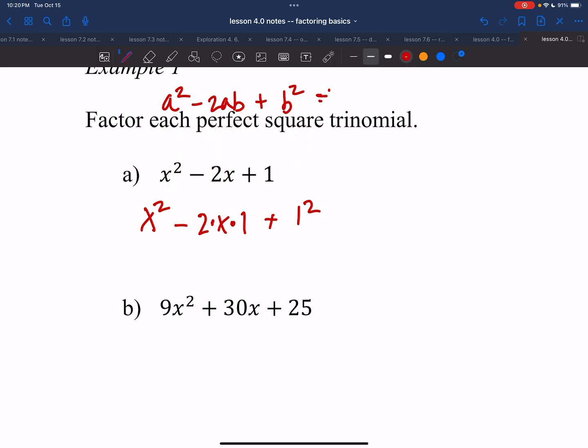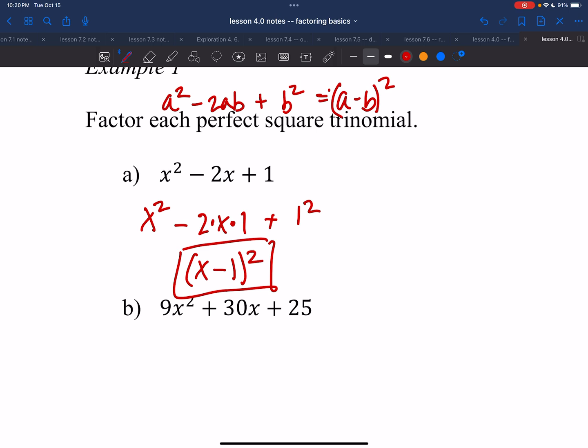And this factors as a minus b getting squared. So then this would factor. My a in this case is x, and my b in this case is 1, so it's x minus 1 squared. And so that's how you use a perfect square trinomial pattern to factor.